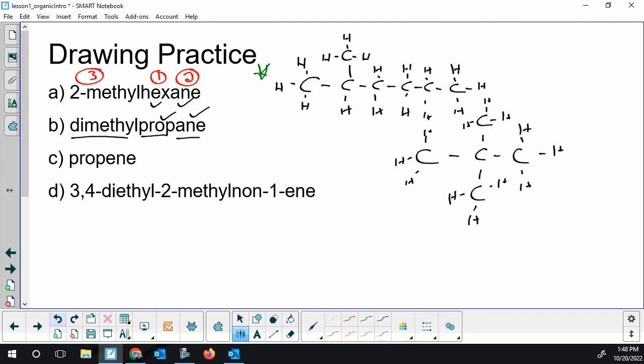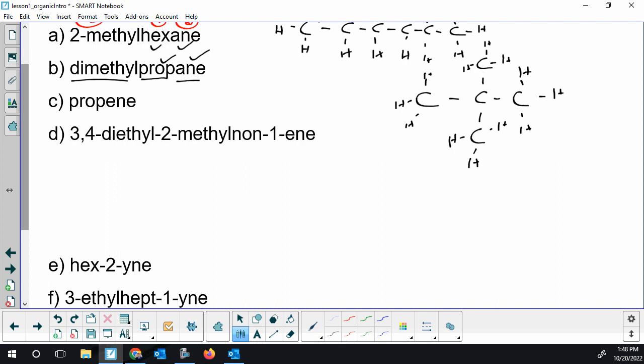Okay. I put one of the branches up and one of them down. I'm going to put some redundant drawings up. You could also have gone and put them both up. There's still that middle carbon that has 4 bonds coming off of it.